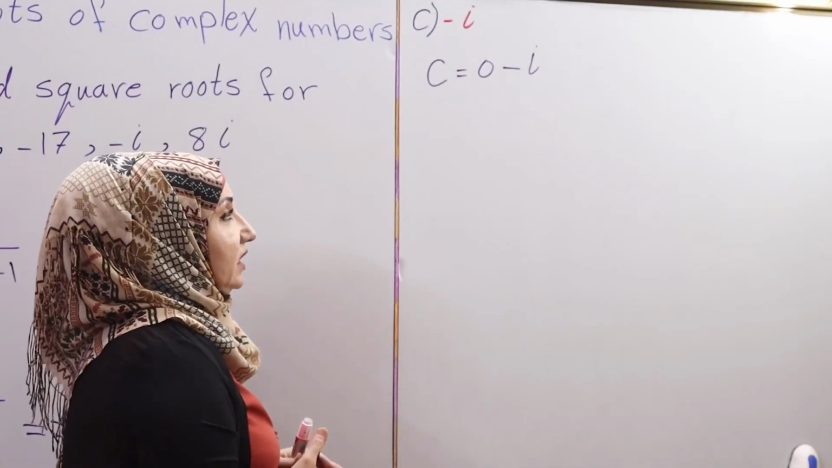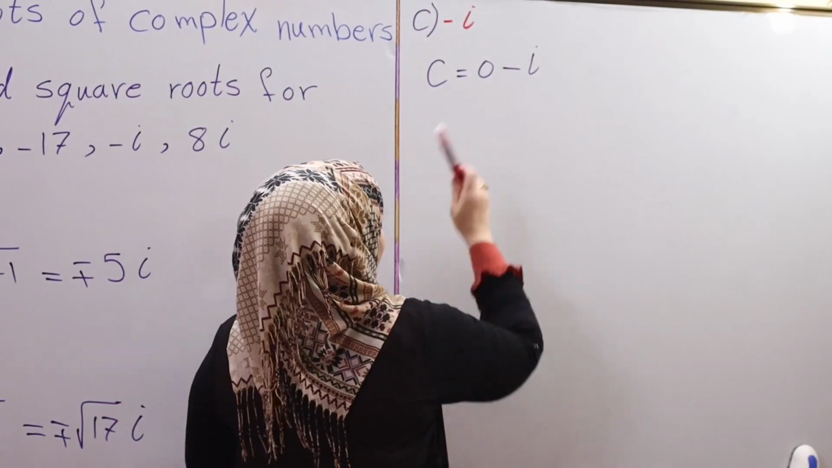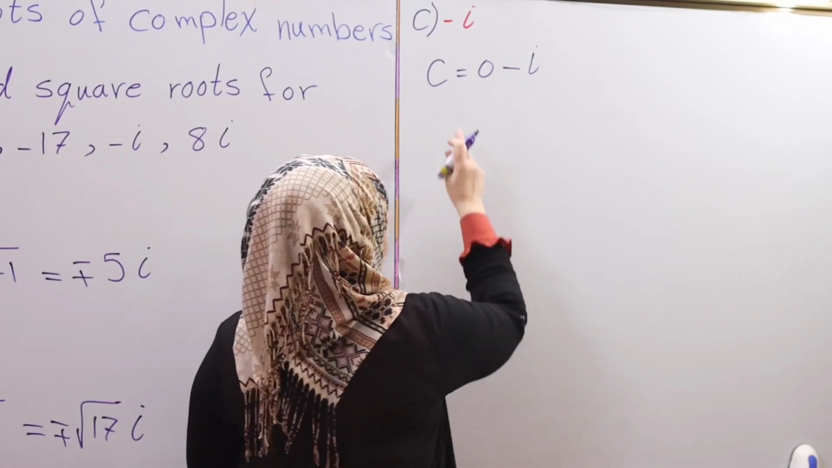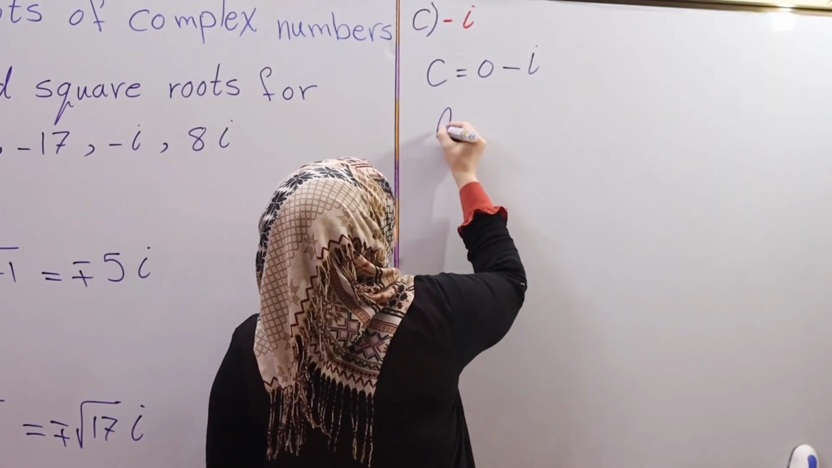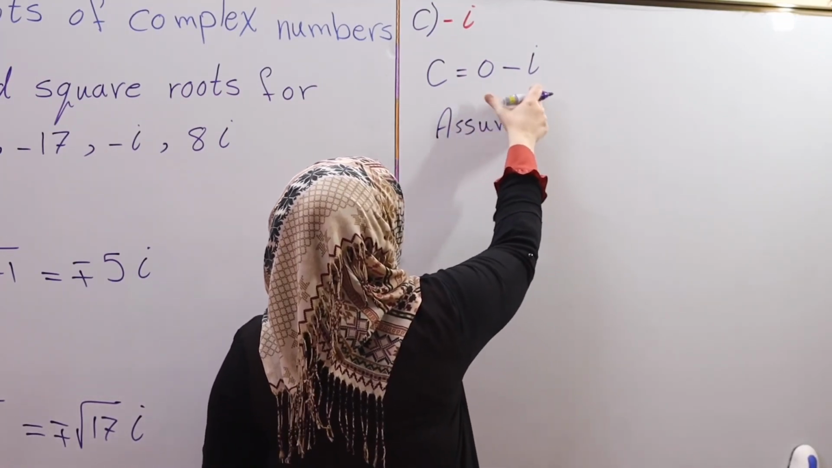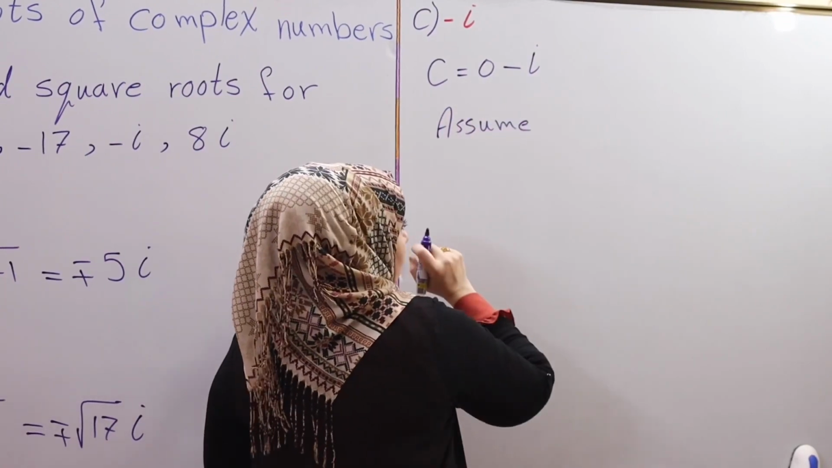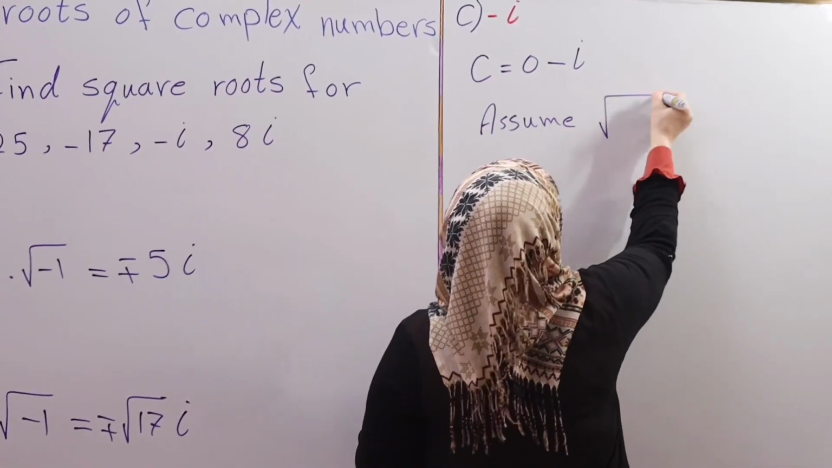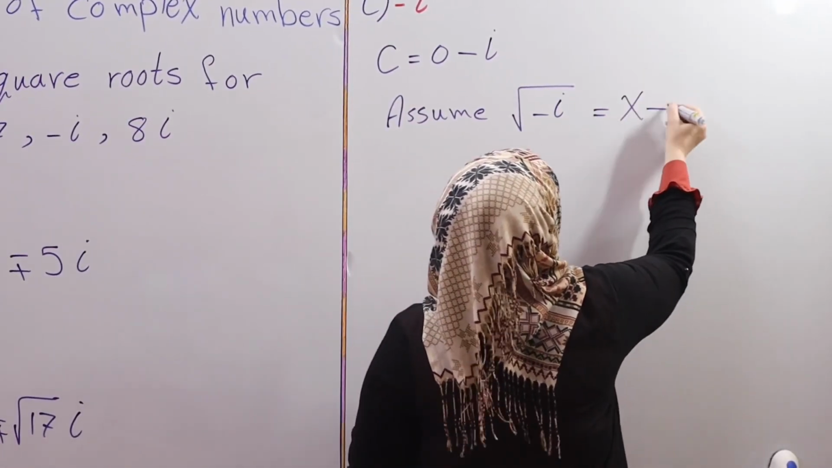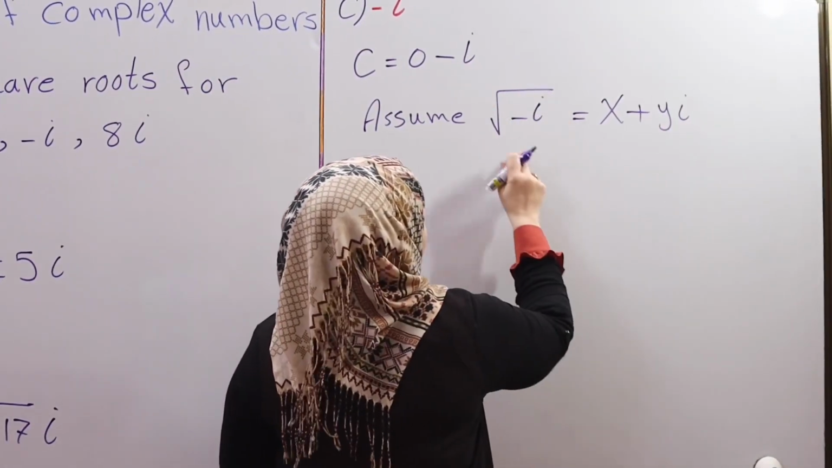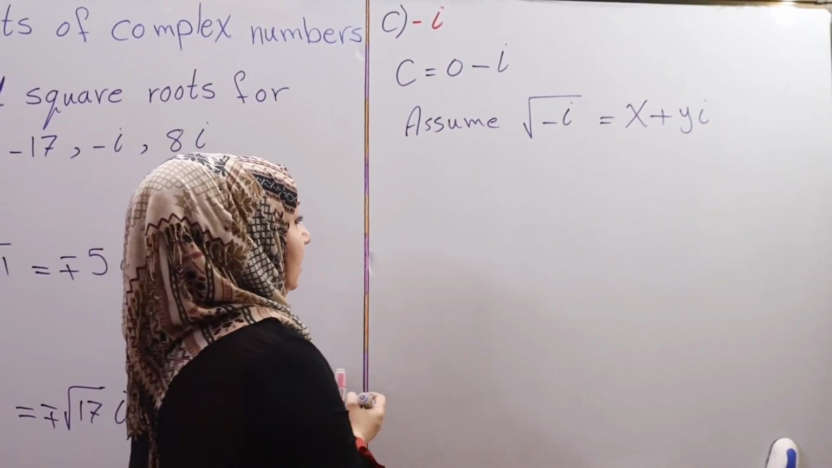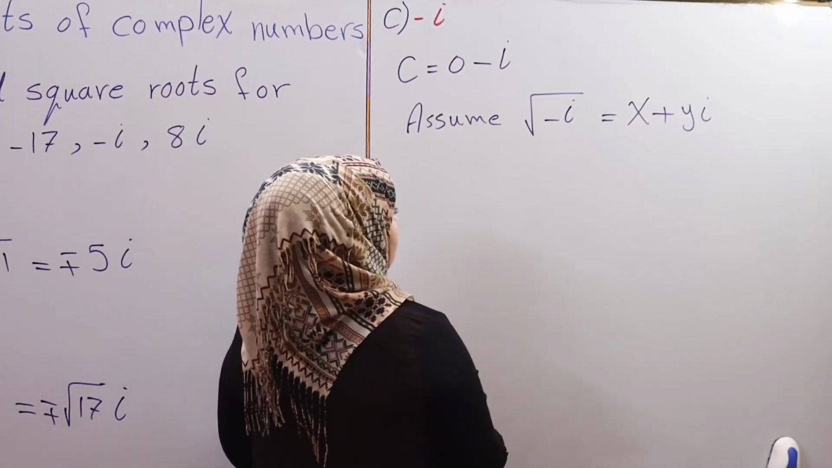Now we want to find the square root for this complex number. First, we learned that we should assume the square root of this complex number, negative i, equals x plus yi. This is the general rule we follow whenever we try to find the square root of a complex number.